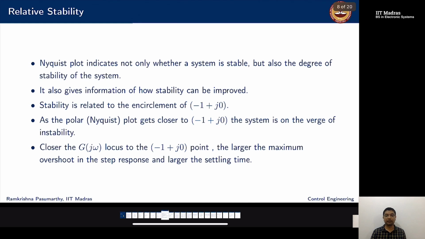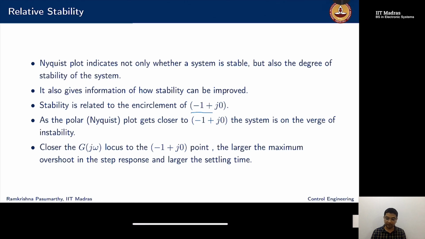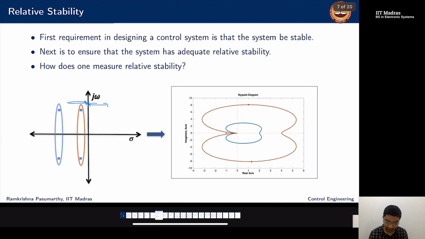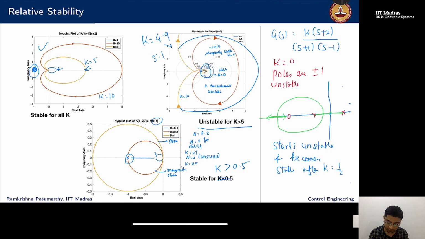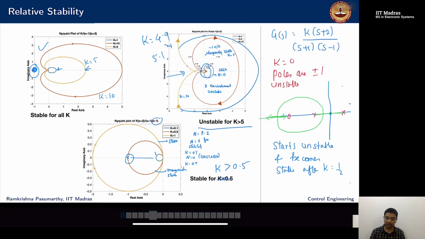As I just said, in the complex plane, I'm interested in keeping the poles to the left half of the plane. My gate was the j omega axis. In this case, the gate will be the point -1 plus j0. As the plot gets closer to -1 plus j0, the system is on the verge of instability. Like if you see in the second plot here, for k equal to 1, I was fine. For k equal to 5, I'm just at the border, and once I cross the border, I'm always unstable.